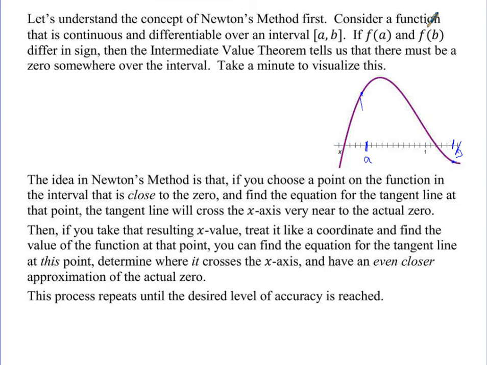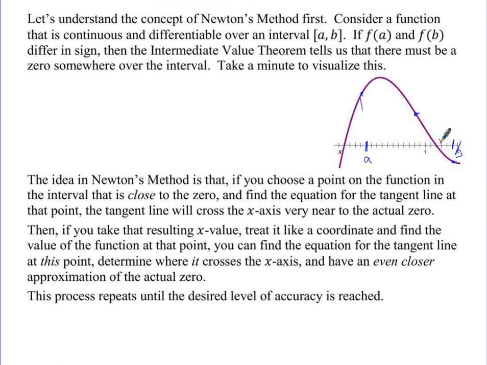So Newton's method gets at this idea. It's easier to picture Newton's method with a graph, but you might not have a graph sitting in front of you. So the idea of Newton's method is that if I choose a point on the function in the interval that is close to the zero, so maybe I pick that point right there, just on a whim. I mean, I have no idea. Maybe I don't have this graph at all. So I just figure that there's a zero somewhere in the interval. I kind of estimate that maybe it's around 1, so I pick something around 1.